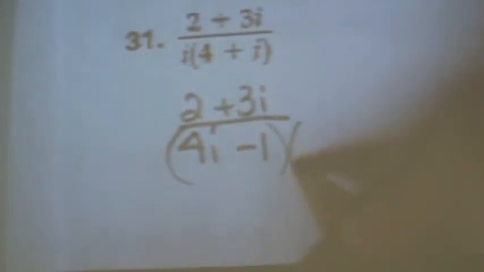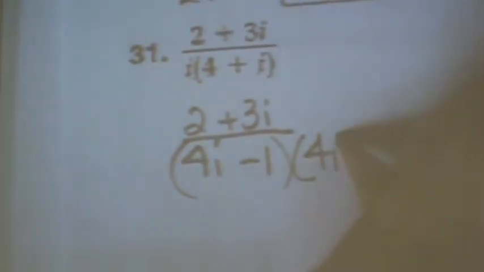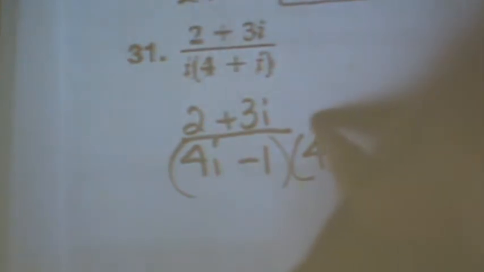Number 31. This denominator has to be rewritten as 4i, and then i times i is i squared, which is minus 1. So if you want to leave this one like that, your conjugate would be 4i plus 1.